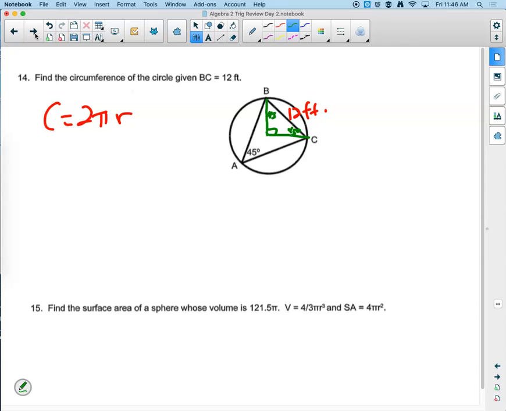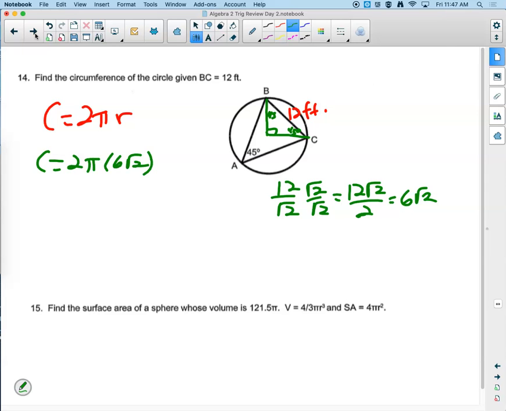Do you remember from yesterday? If we have the hypotenuse and we need a short side, what do we divide by? Square root of 2. And then we rationalize the denominator. And that will give us 6 square roots of 2. So 2 times pi times 6 square roots of 2, which will be 12 pi square roots of 2. And there it is. Again, it's one of the toughest things for geometry students to learn to do is draw auxiliary lines. Put in things that aren't already in the picture. It's okay to do that.